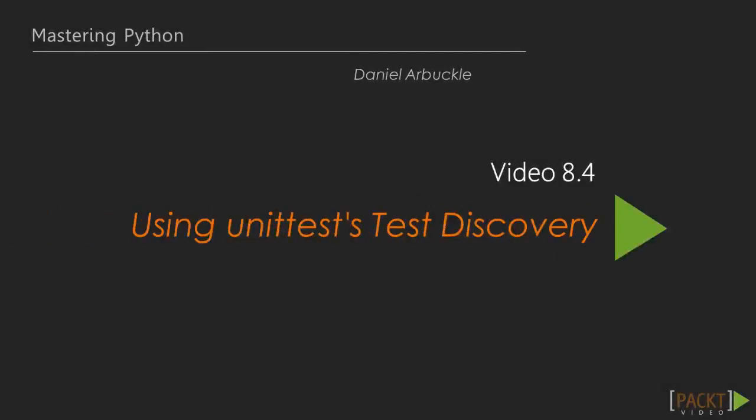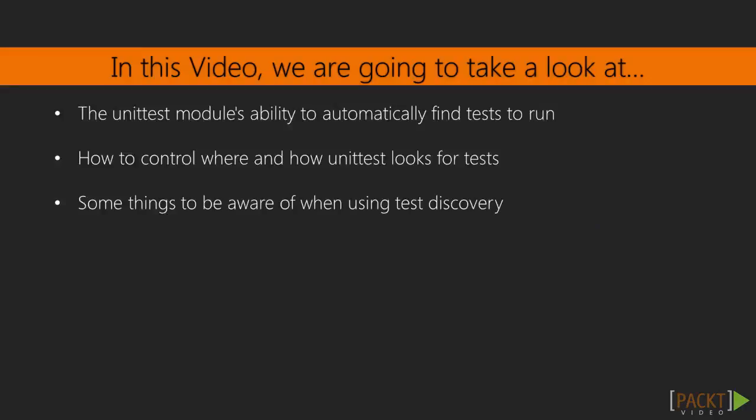In 8.4 we're using unittest's test discovery functionality. We're going to look at unittest's ability to find tests to run automatically rather than being told which ones to run. We're going to see how to control that search, and we're going to look at a few things to keep in mind when we're using this capability.